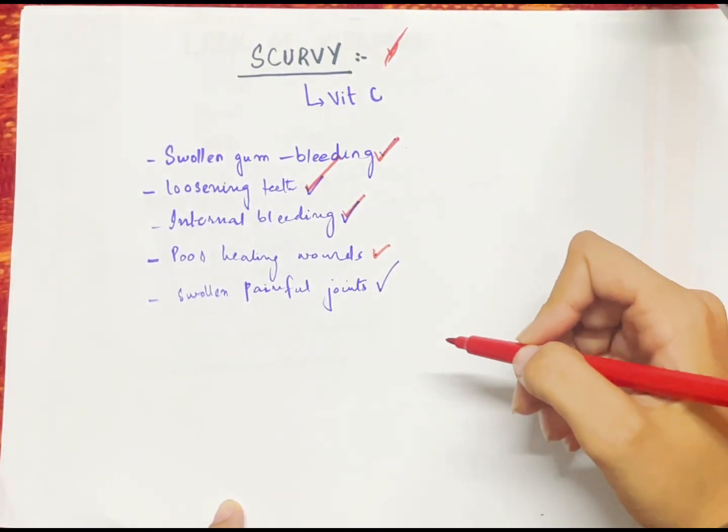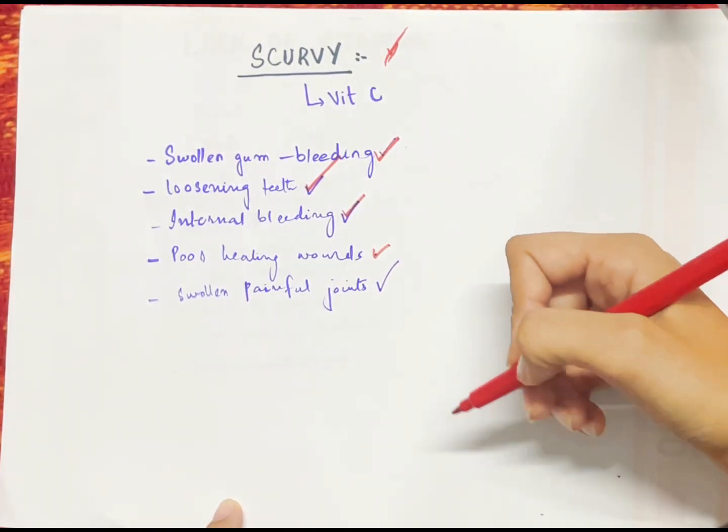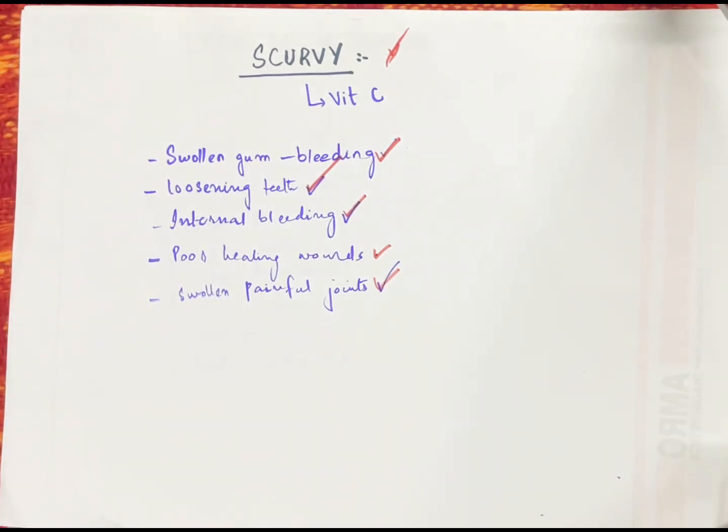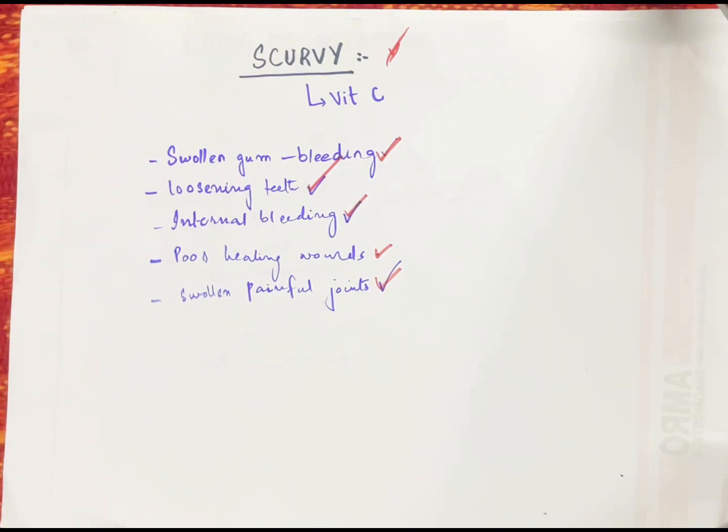Whenever a patient suffers from any kind of wound, it is very hard for it to heal because of the lack of vitamin C. The patient's joints would also be very painful, and he would commonly have pain in his joints. These are the major effects whenever vitamin C is not present in our body. This is what the patient goes through, and this disease is known as scurvy.